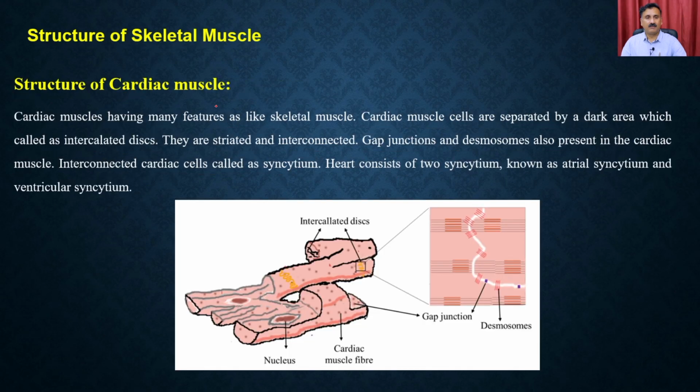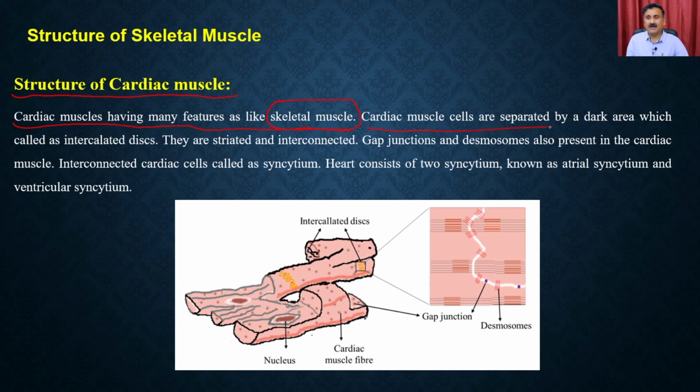Now let's move to the next part, which is the structure of the cardiac muscles. Cardiac muscles have features like the skeletal muscles, so they have hybrid features, right? As far as functionality is concerned, they follow the features of the skeletal muscles, but as far as control is concerned, they have the features of the smooth muscles.